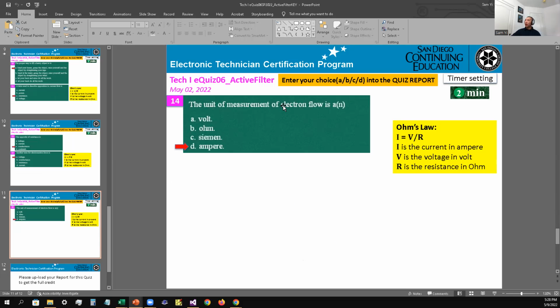The unit of measurement of electron flow is, so when you measure electron flow, you mainly measure the current, or the ampere. So the I is the current. So the answer is D as in David. For number 14, D as in David. Any question on number 14?